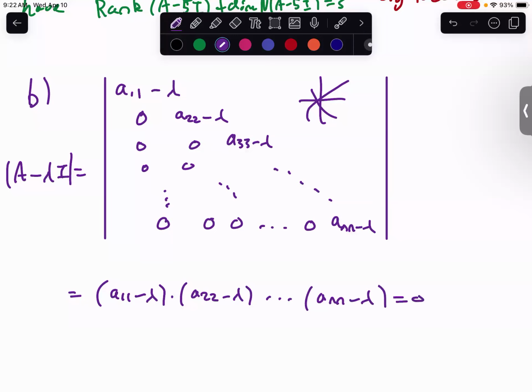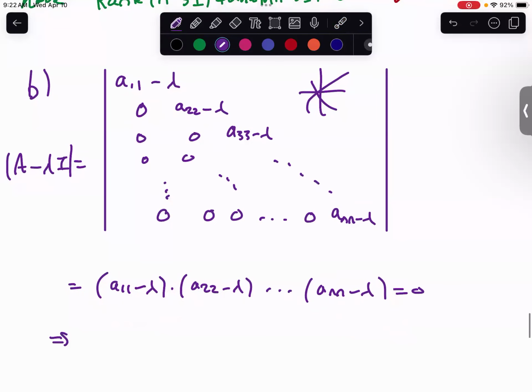And then you set this equal to 0 and find the solutions to this equation. You'll notice that if you let lambda be equal to a11, this whole thing would be 0. If you let lambda be equal to a22, it would be equal to 0, all the way up until lambda is equal to ann. So this implies that the eigenvalues are a11, a22, a33, up until ann.